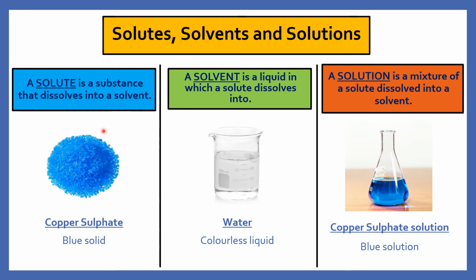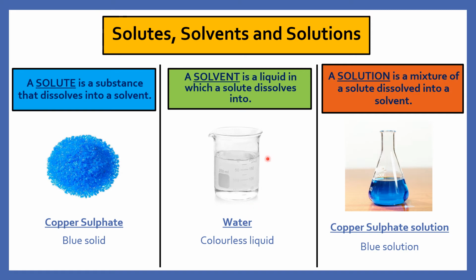So the solution is the product that you make. The solution is the mixture of the 2. The solute is going to be the solid thing that you dissolve into the liquid thing, which is the solvent, forming the solution. So in my example here, copper sulfate is a blue solid, a really pretty blue solid actually. I can dissolve that solute, because it's solid, into water.